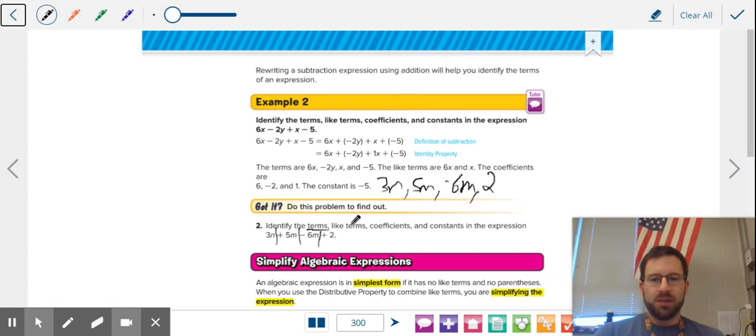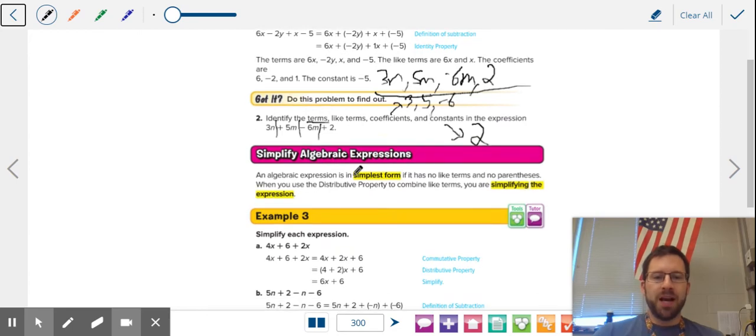All right, we already practiced like terms. We're not going to practice that here. Coefficients. Coefficients are the numbers before it, so all the coefficients are 3, 5, and negative 6. What are the constants? Constants are just the numbers without the variable. Here it's 2. Remember, if it were take away 2, it would be negative 2. But in this case, it's plus 2, so it's a positive 2.